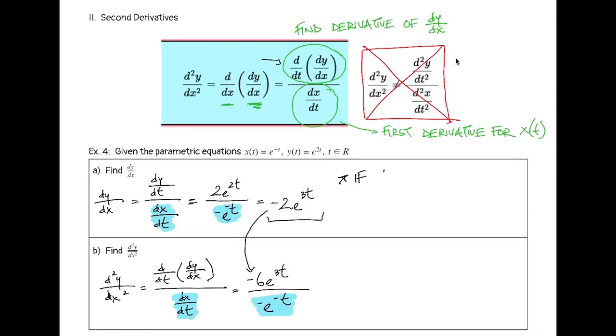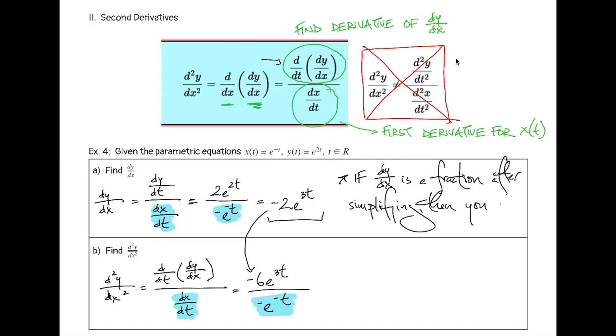So if dy/dx is a fraction after simplifying, then you will need the quotient rule to take that derivative, okay? So if you end up with a fraction where I have that negative 2 e to the 3t, then you're going to have to use the quotient rule. So it's just whatever you can simplify it to.